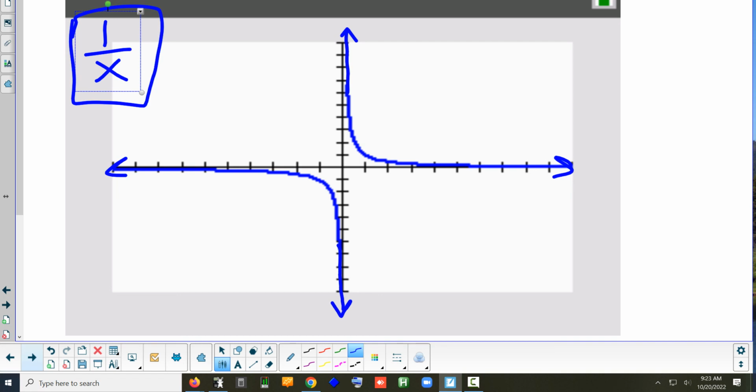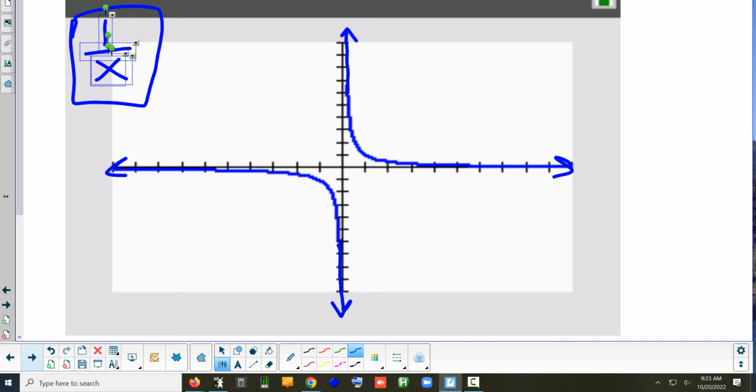How about if x is 1,000,000? Is 1 divided by 1,000,000 zero? No. I don't care what you divide the number 1 by, it never will be zero. Even if you divide 1 by 1,000,000,000, it's very small, but it is not zero. It never will reach zero.